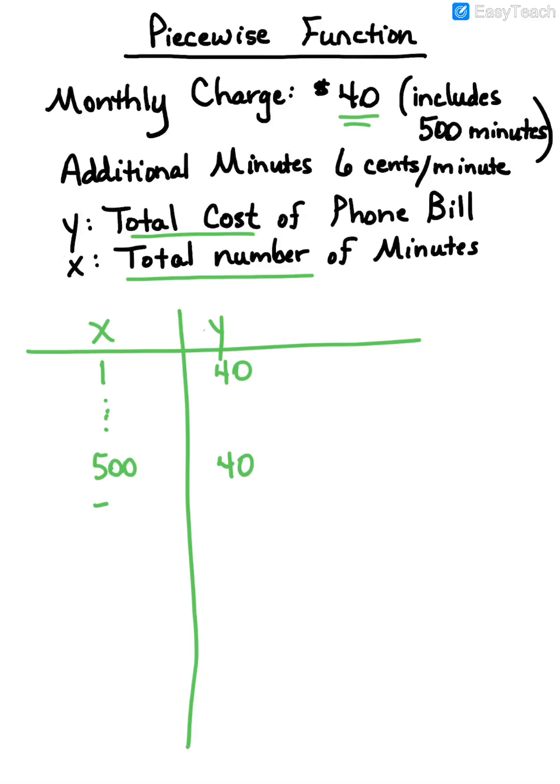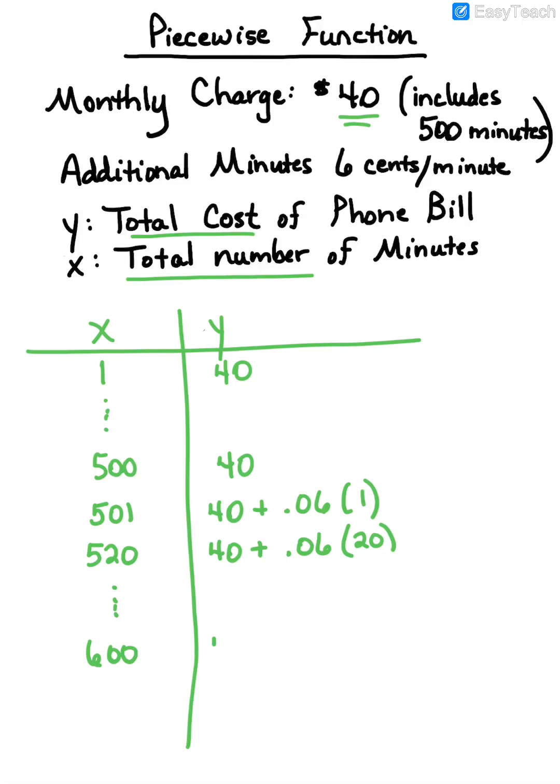So notice, if I just go 1 minute above, then we would say we owe the $40 plus we owe 6 cents for the additional 1 minute. If we went 20 minutes above, we would owe the $40 plus the 6 cents times 20 minutes above. And if we continue on, let's say we talk 600 minutes, we would owe the $40 plus the 6 cents times the extra 100 minutes.